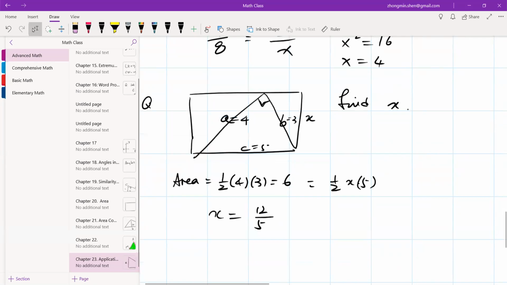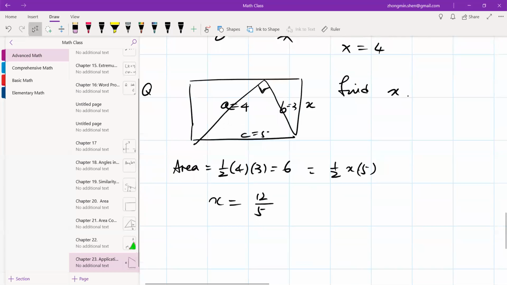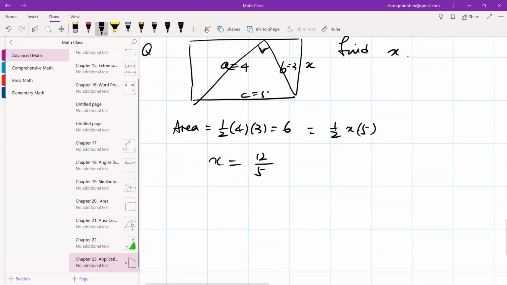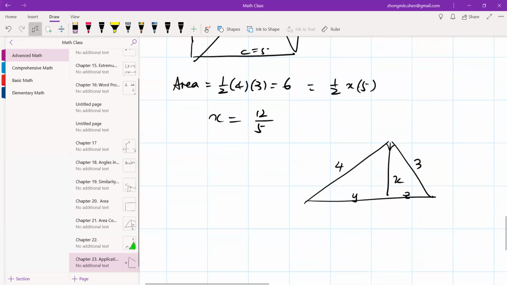Then see, do not always think about using Pythagorean. You can use the Pythagorean theorem to find this x without using the area. So let's do this, a little bit complicated. It's nothing to do with the right triangle. This is x. That's a 4 and a 3, right? And let's call this one y and the z.